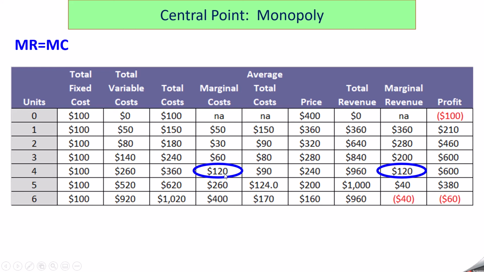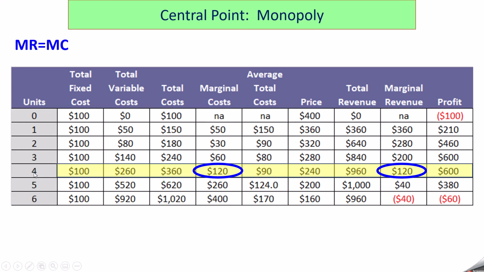$120 equals $120. MR equals MC. You're going to stop there and produce 4 units. You'd never make that 5th unit. It increases revenue by $40, yet it costs you $260 to make that unit. You lose money on that unit, so you wouldn't do that one. You'd stop at 4. So this column becomes the column of interest. That's your profit maximizing rate of output.